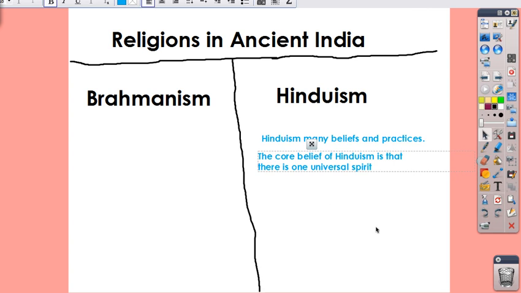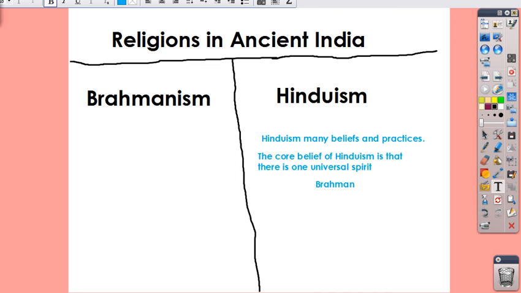Now I'm going to tag this note on along with Hinduism having many beliefs and practices, and I'm going to tell you that the core belief of Hinduism is that there is one universal spirit. That one universal spirit is called Brahman. So Brahman is the one universal spirit that is the core belief and practice of Hinduism.